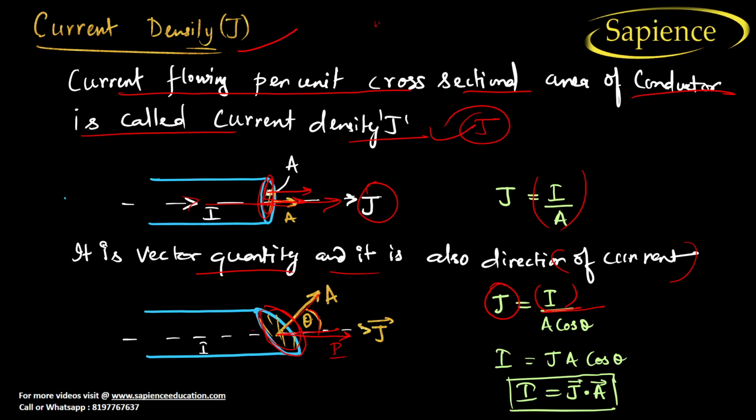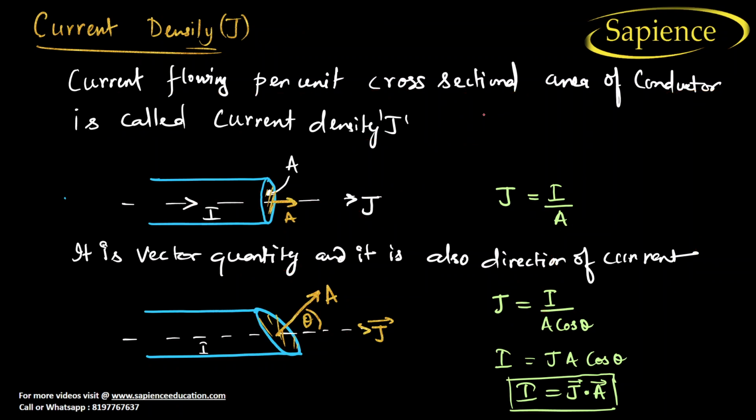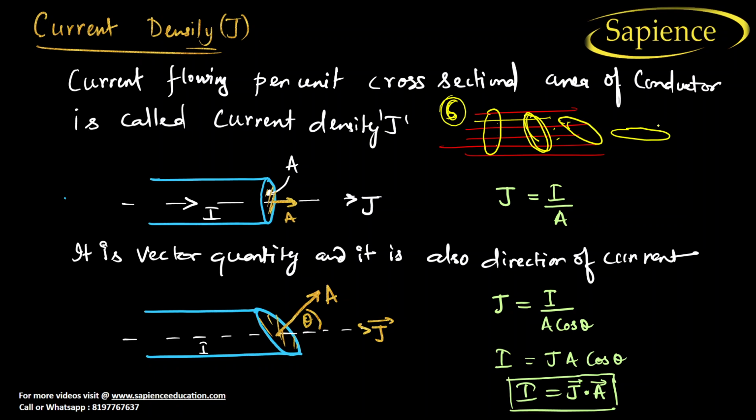For example, I will give you a scenario. Say one cross section is like this. In this cross section, 1, 2, 3, 4, 5 lines are passing, or 6 lines are passing. But if we take the same cross section and tilt it like this, only 1, 2, 3, 4 lines are passing, right? If I tilt it more, only 3 lines are passing. If I tilt it more like this, 0 lines are passing. So it depends on how many lines are passing.